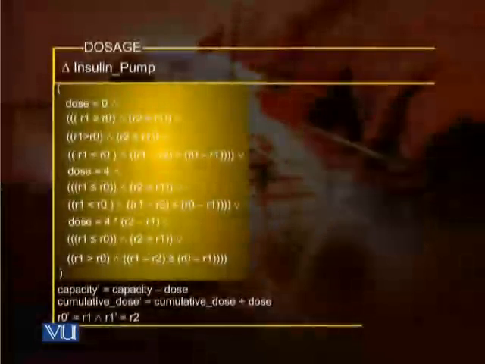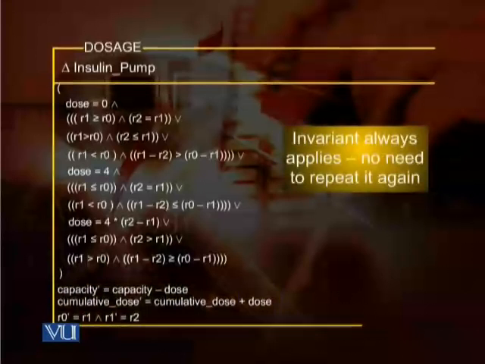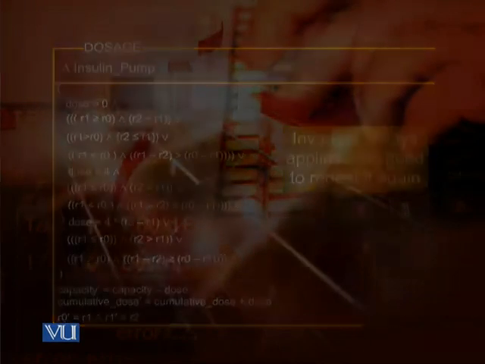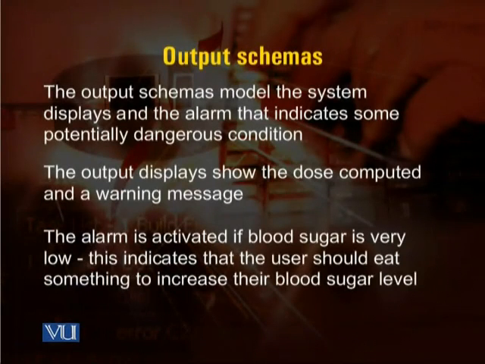You must also remember that the invariant is always applicable. There is no need to repeat it again. Then there are some output schemas. The output schemas model the system displays and the alarm that indicates some potentially dangerous conditions. The output displays show the dosage computed and a warning message, and the alarm is activated if blood sugar is very low. This indicates that the user should eat something to increase their blood sugar level.